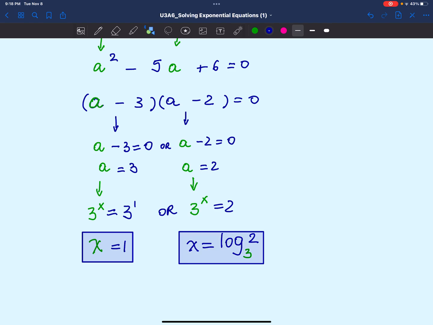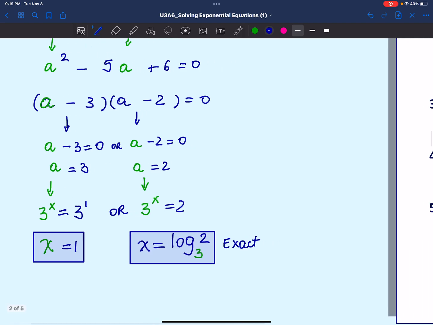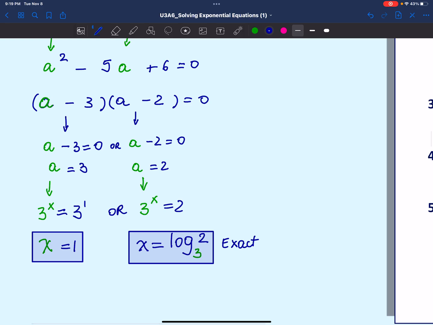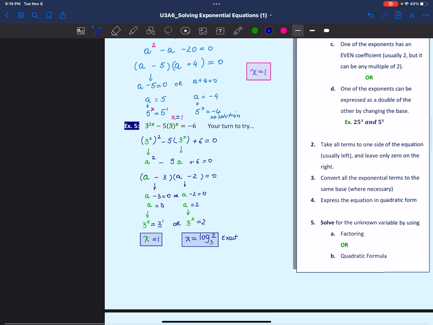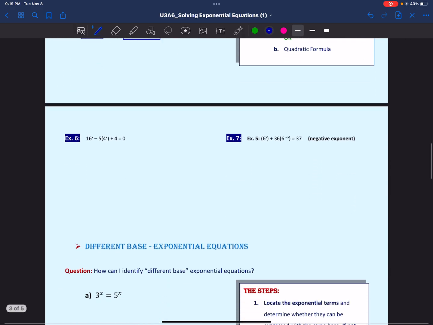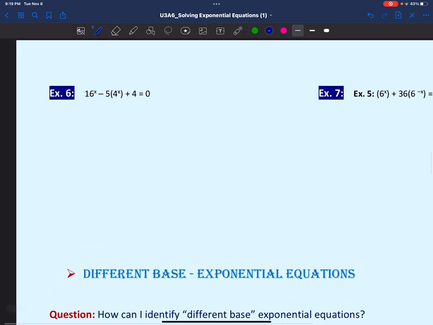If you need, obviously, the approximate answer, we are going to use the calculator. So that would be log of 2 over log 3. And here we go. We're ready for our next example.